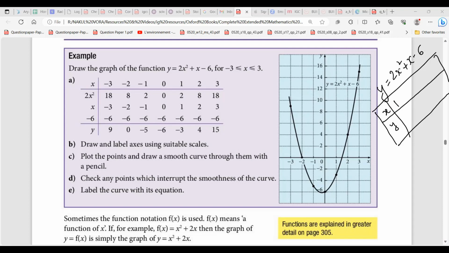I want to take x as 1. Put x as 1, sir. 2 into 1 square plus 1 minus 6. What is the answer? Please tell me. What is the answer? y is equal to what?